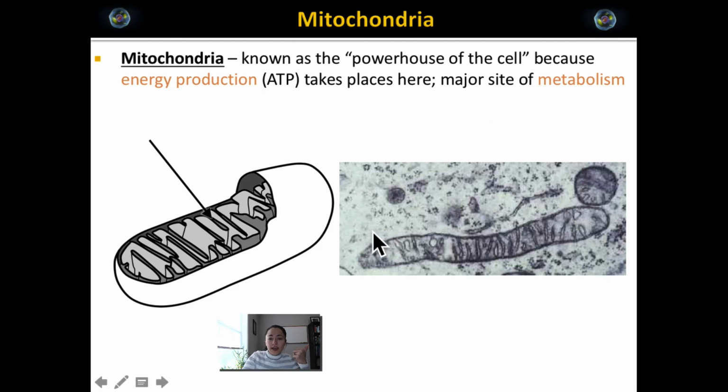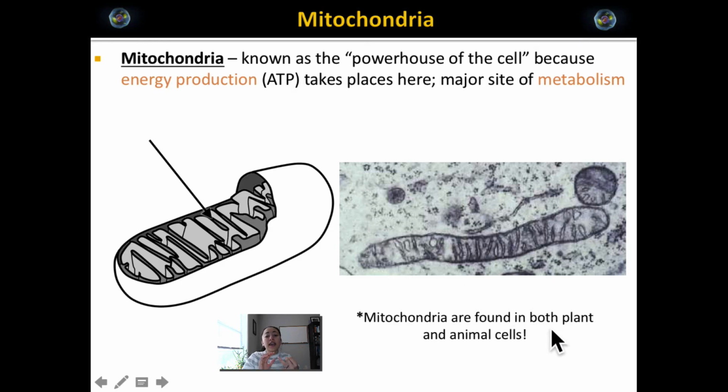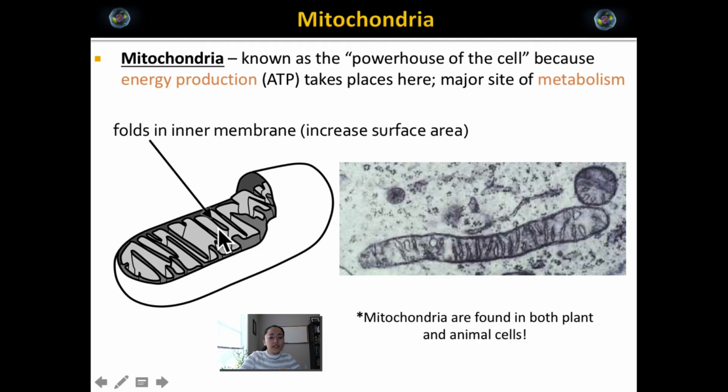One thing I want to emphasize is that mitochondria are found in both plant and animal cells. Both plants and animals need to make ATP, so they need the mitochondria. Also notice that within the mitochondria, we see all these folds. And that's an easy way to identify the mitochondria because they always have all these folds inside, as you can see here. These folds increase the surface area for ATP production.